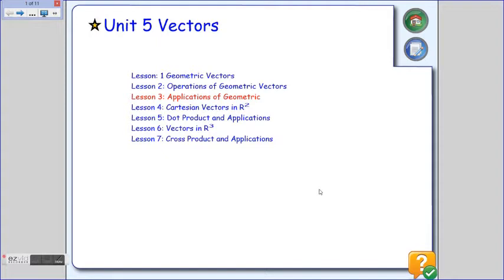Welcome back to Unit 5 on vectors. We are on Lesson 3, Applications of Geometric Vectors.